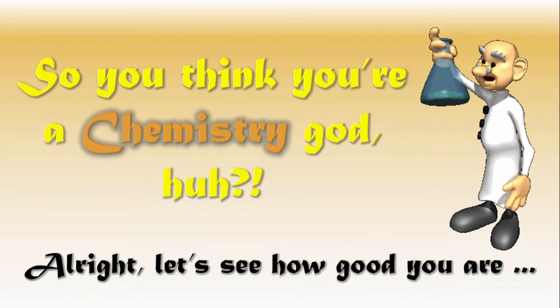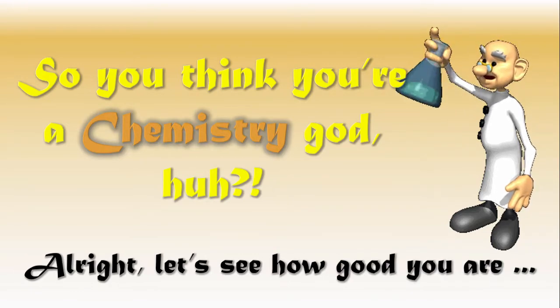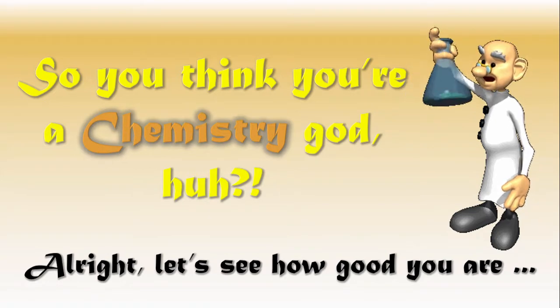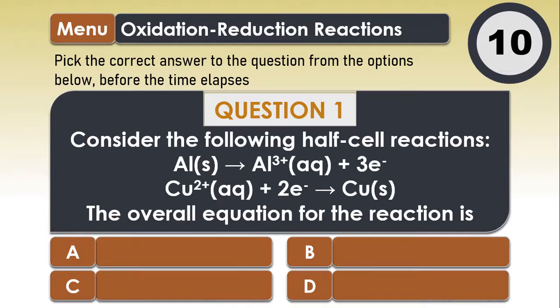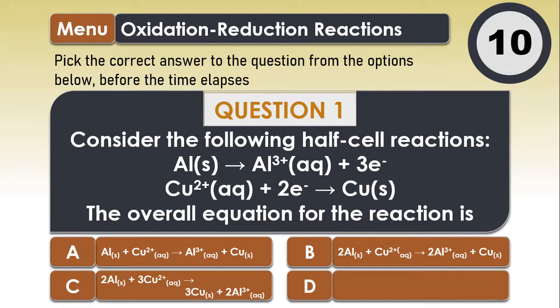You have just 10 seconds to pick the correct answer from the options A to D before the time elapses. So, let's play. Question 1. Consider the following half-cell reactions as shown on the screen. The overall equation for the reaction is A, B, C, and D.